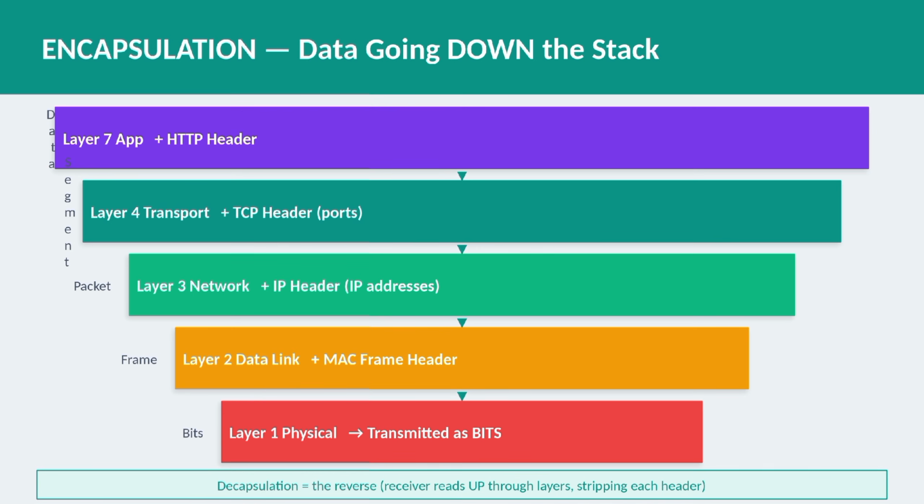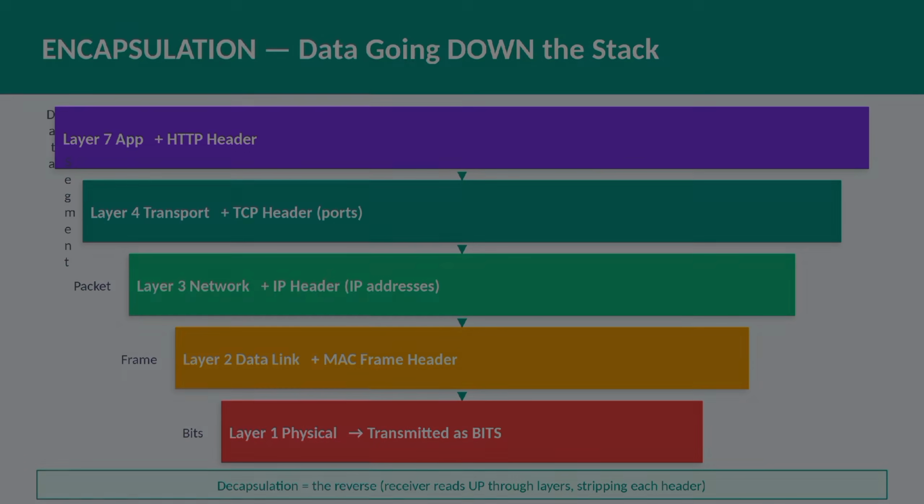Network layer wraps it with an IP header, adding source and destination IPs. Data link layer wraps it with a MAC frame header for local delivery. Physical layer converts everything into bits and sends it over cables, fiber, or Wi-Fi. On the receiving side, it all comes back up layer by layer. Each layer unwraps its own header, reads it, and passes the remaining data up. Going down, that's encapsulation. Coming up, that's decapsulation.